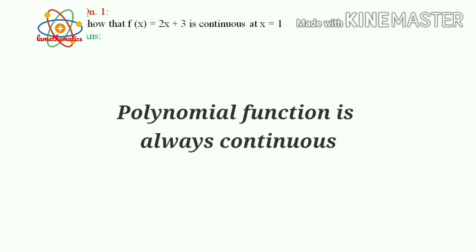Question number 1. Show that f of x equal to 2x plus 3 is continuous at x equal to 1. Here, f of x equal to 2x plus 3 is a polynomial function, and we know that a polynomial function is continuous, or it is a straight line with a slope 2 and y-intercept 3. A straight line is always continuous with no break. Hence, our function is continuous.